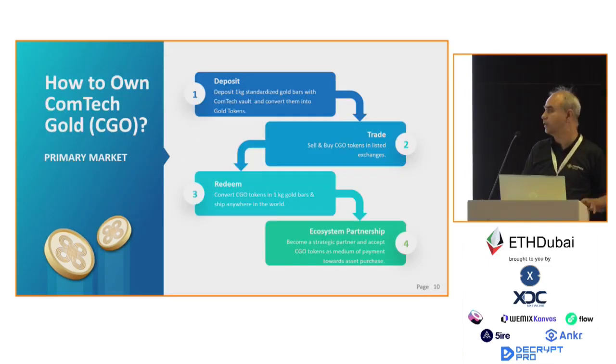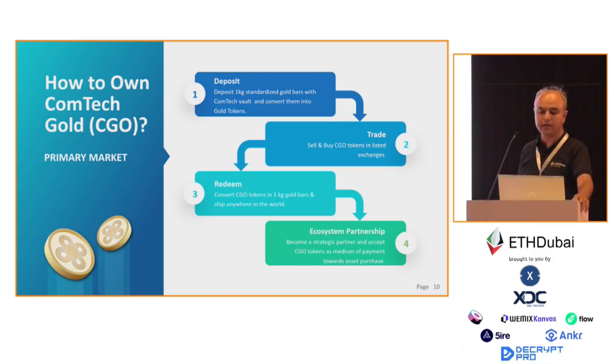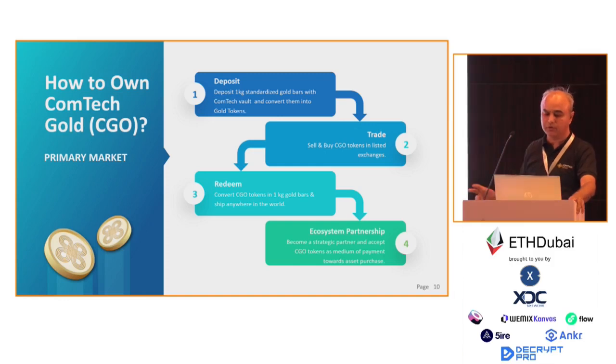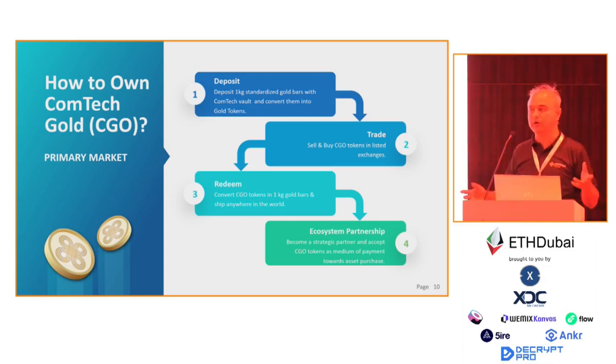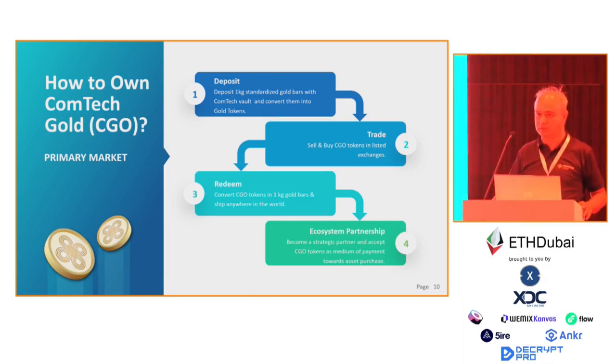So how do you own it? It's very simple. You can deposit a 1 kg standardized gold bar with Comtech Vault and convert it into tokens. You can trade them, buy and sell them on exchanges, which are easily available. You can redeem them: you can get back that 1 kg from 100,000 tokens, and we can give back the 1 kg of gold. And this can be done through our ecosystem partners.